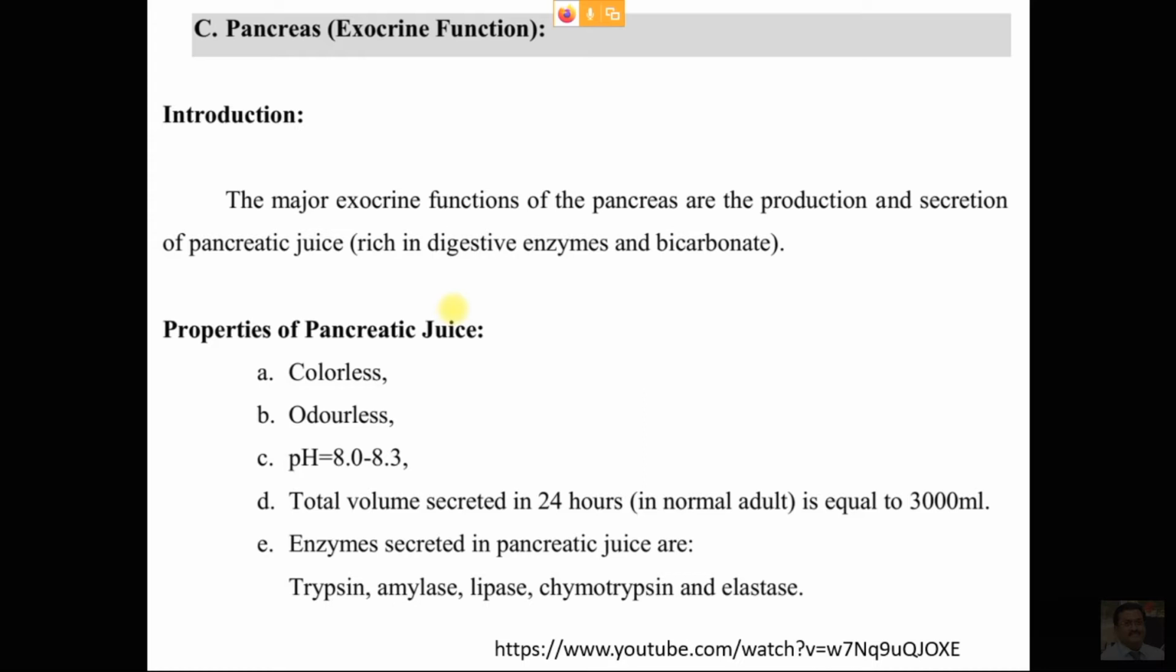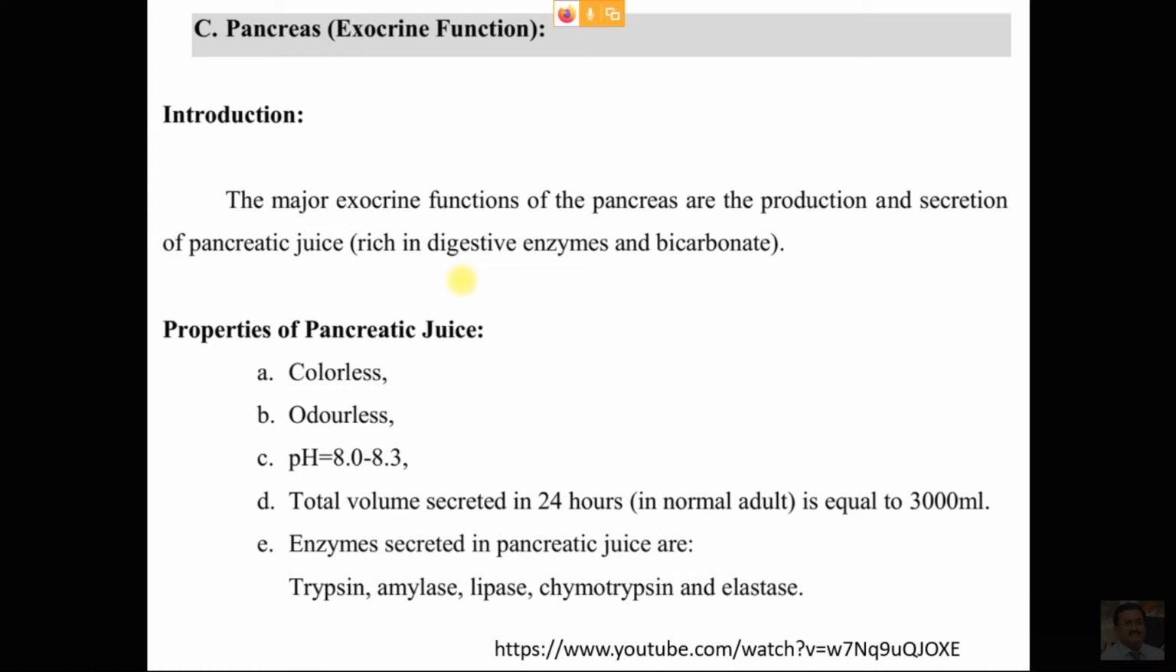Next one is the properties of pancreatic juice. It is colorless, so there is no color. It is like water, a watery substance, and it is odorless also. There is no odor, no smell at all. If you check the pH, it is around 8 to 8.3. It is alkaline pH. Due to this alkaline pH, this pancreatic juice will neutralize the acid secreted by the stomach. The pancreatic juice joins in the duodenum area, and after that the pH is maintained at neutral pH. Before that, most probably, the pH is acidic.